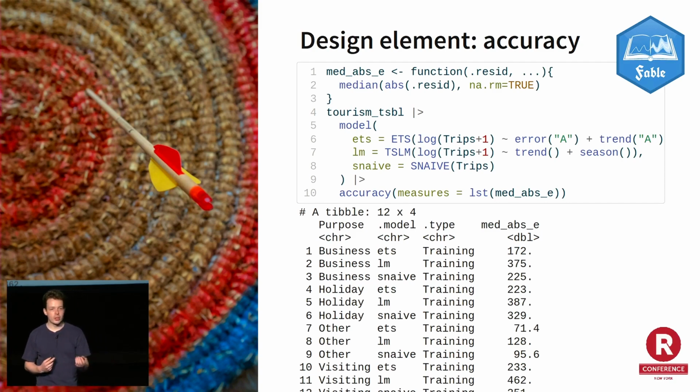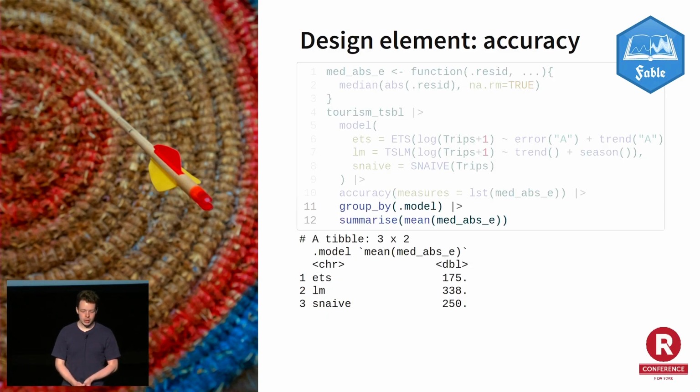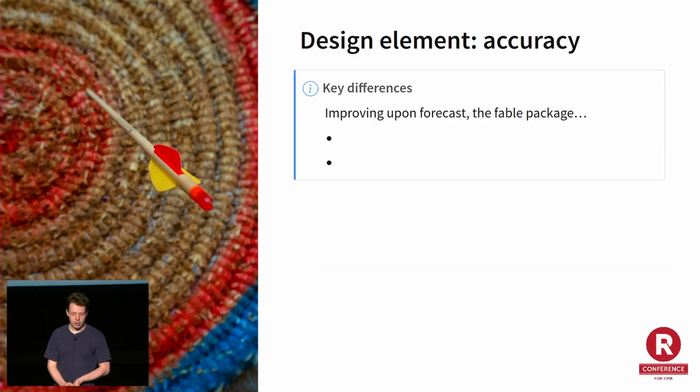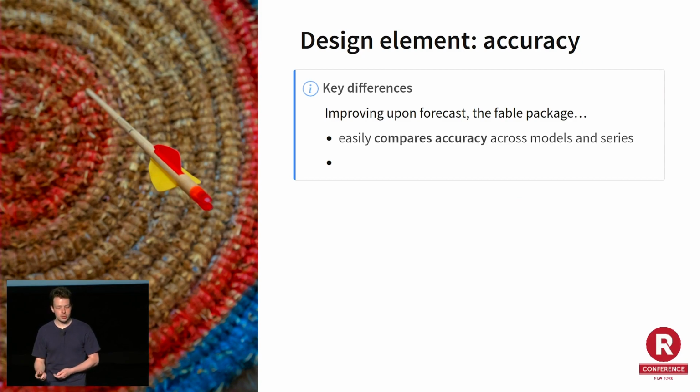So maybe we're more accurate at predicting holiday demand than business demand. Maybe one model is better than others for different types of coming to Australia. Maybe I wanted to see overall, across all of these 4 reasons for coming to Australia, which model performed the best. I can use dplyr. No new tools needed.